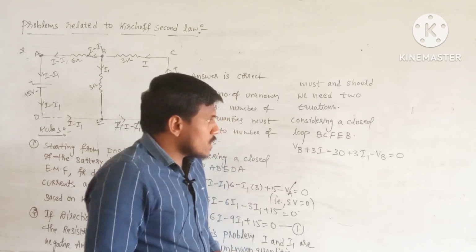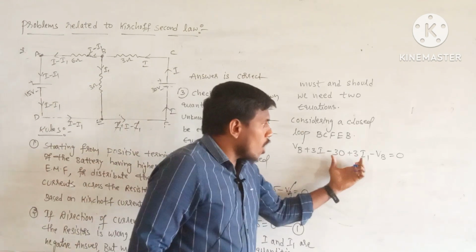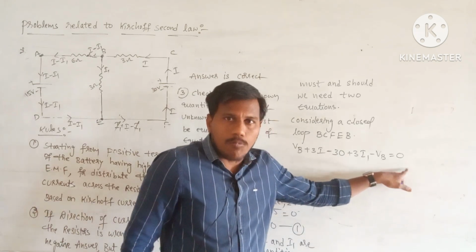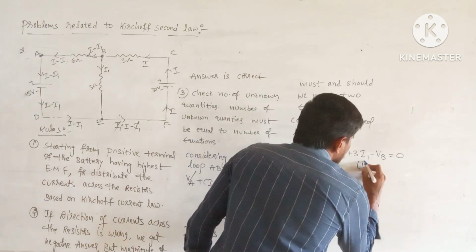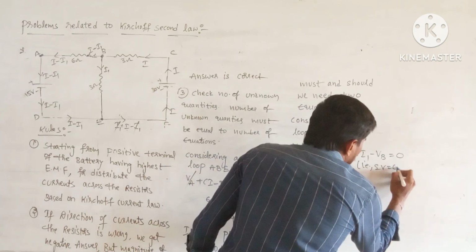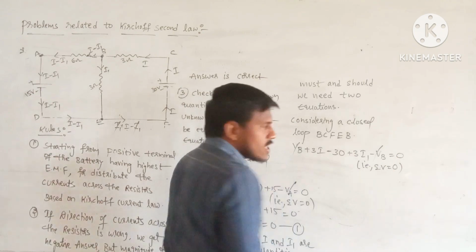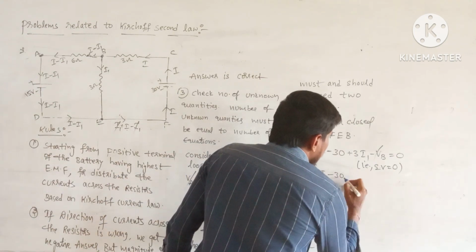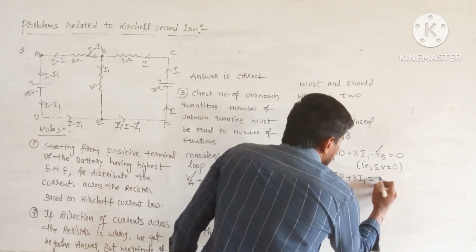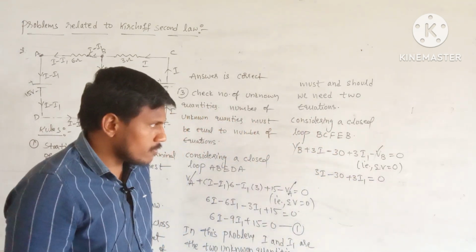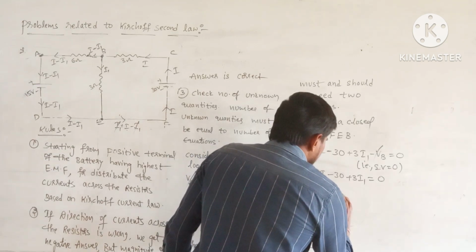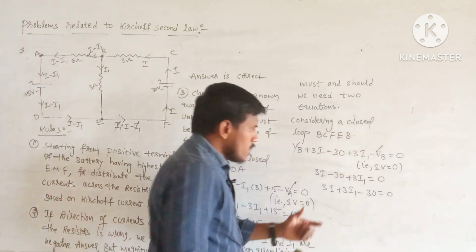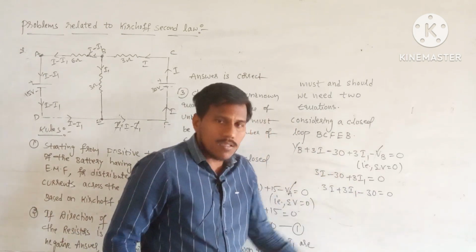According to Kirchhoff's second law, the algebraic sum of all the potentials in a closed loop should be equal to 0. That is, sigma V should be equal to 0. So plus VB minus VB cancel. So 3I minus 30 plus 3I1 should be equal to 0. So 3I plus 3I1 minus 30 equals 0. This is how we arrange this equation.